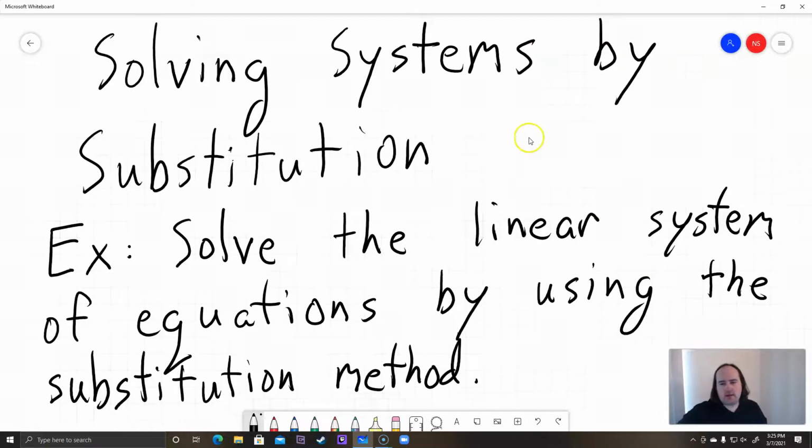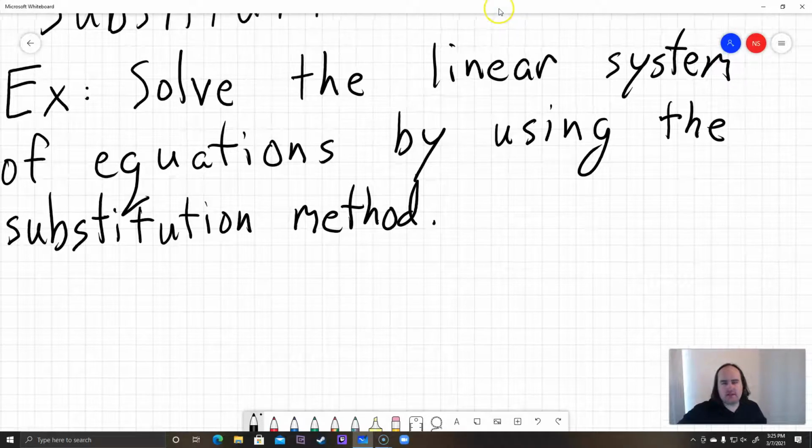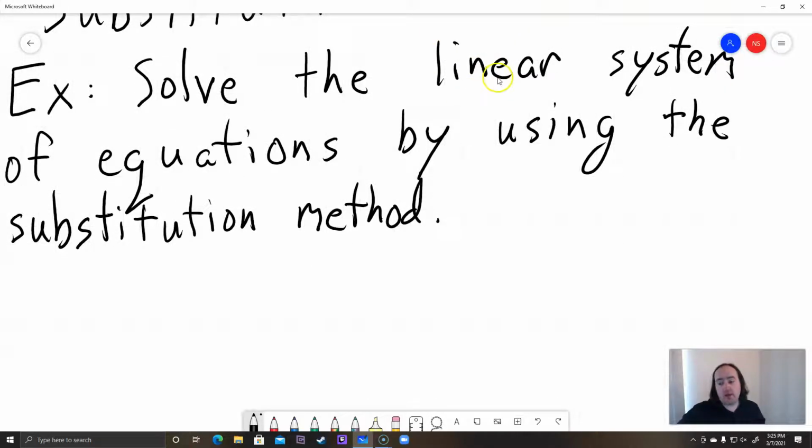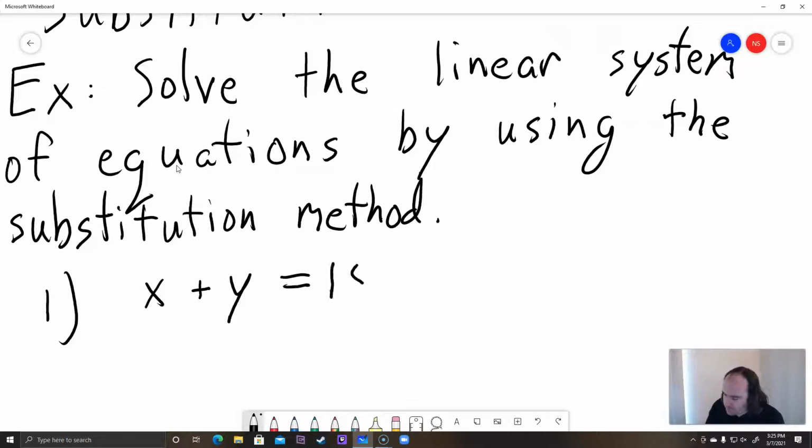All right. So again, linear system. Linear just means that each equation is a line. And system of equations means that it's two or more equations considered at the same time. So for our first example, we're going to have two equations in x and y, but we're going to consider them both at the same time. The first equation is x plus y equals 15. And then the second equation is x equals 4y.